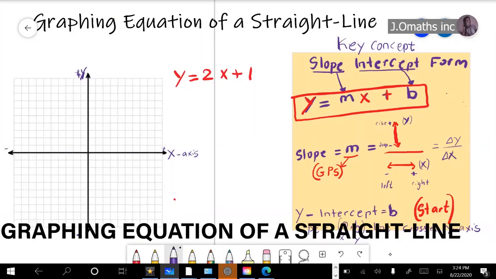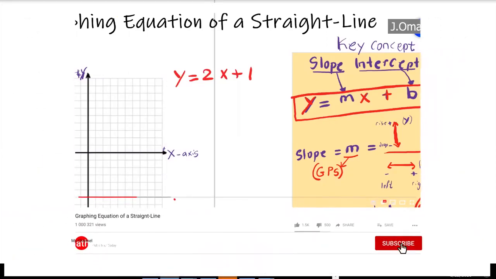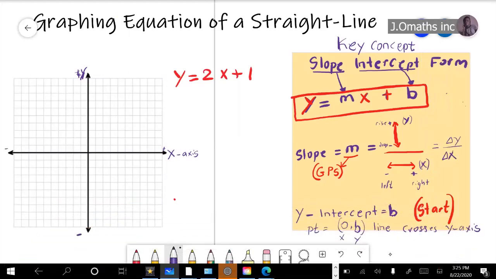Hey guys, we're going to be graphing an equation of a straight line. The key concept here is the slope-intercept form, y equals mx plus b, where m is the slope, and the slope is a fraction: the change in y over the change in x.